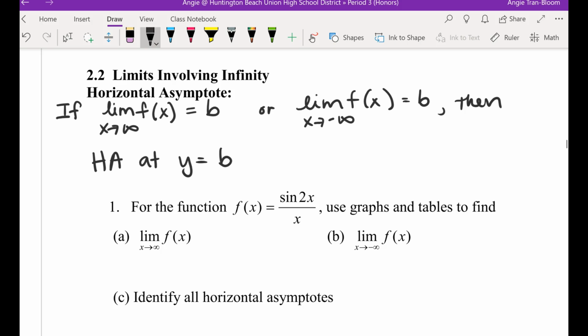Okay, so let's talk about this really quickly. What does a horizontal asymptote look like? I remember what it looks like. Like this, right? Remember we use a dashed line to represent it. Do you guys agree with that?